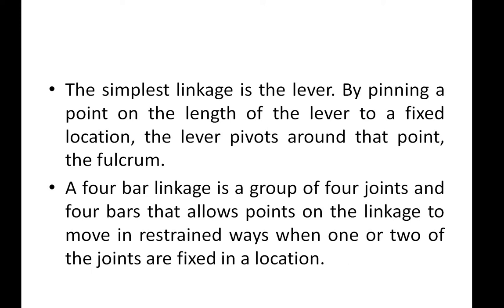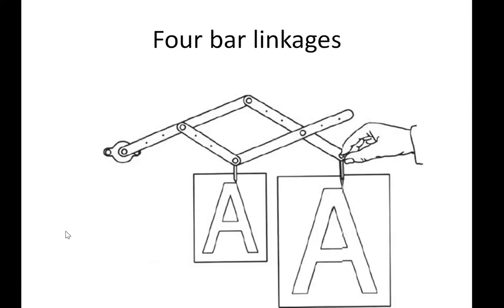Another, and the most popular, is the 4-bar linkage. It's a group of 4 joints and 4 bars that allows a point on the linkage to move in a constant or restrained way when one or two of the joints are fixed in a location. So this is another common type of linkage. Now in the next slide you'll see the diagram of the 4-bar linkage. Here you can see this is the fixed position and these are the joints, and these are all called links. So it is 1, 2, 3 and 4. It is a 4-bar link.